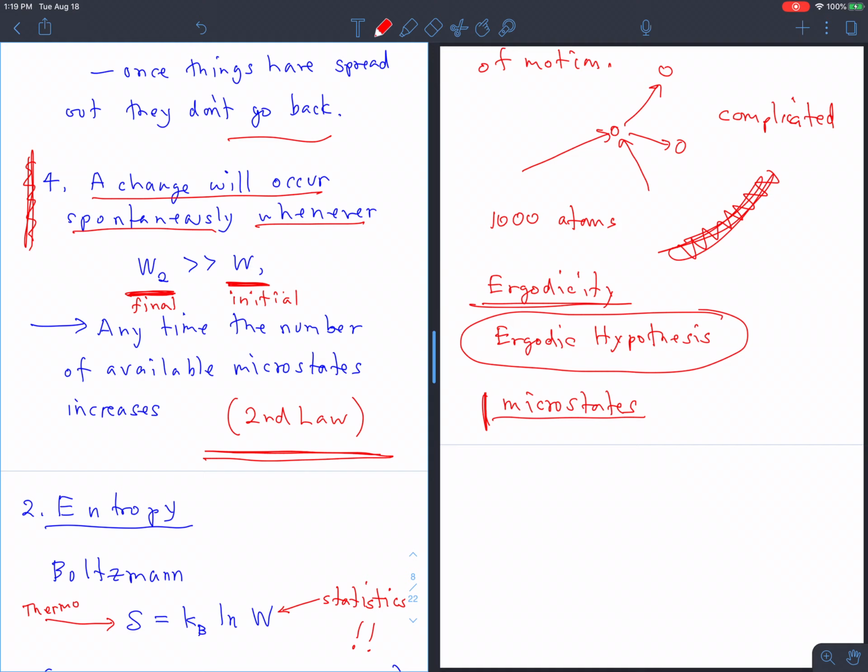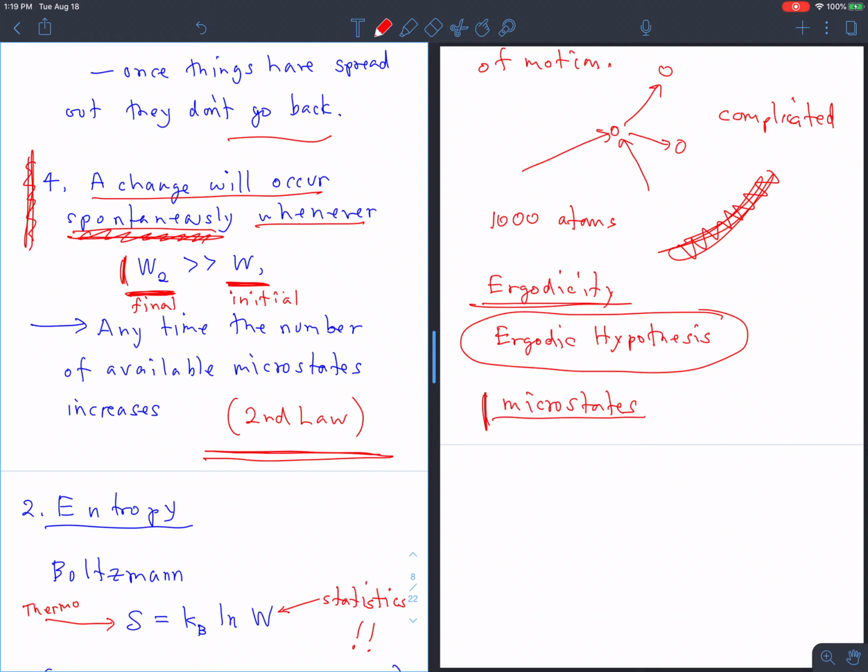And therefore, saying things the other way around, a spontaneous process will be one for which the number of microstates increases. Now, everybody here has had at least some exposure to thermodynamics before this. You should have little pings going off in your brain right now. This sounds like thermodynamics. This sounds like entropy. This sounds like the second law. It is the second law.